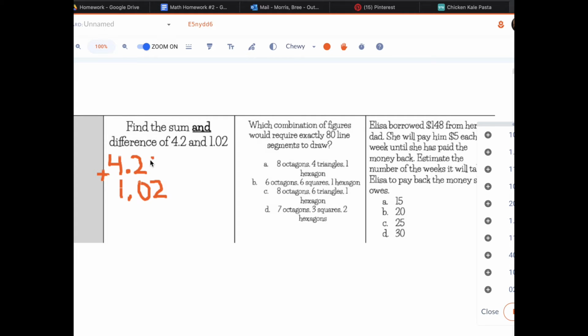I'm going to put in my phantom 0 so that I have a digit in every place value. Okay, and then you're just going to add these up. You've got them lined up correctly, now you're going to add them up. The next thing we need to do is subtract, because we're also looking for the difference. So you should have 2 answers on this one.